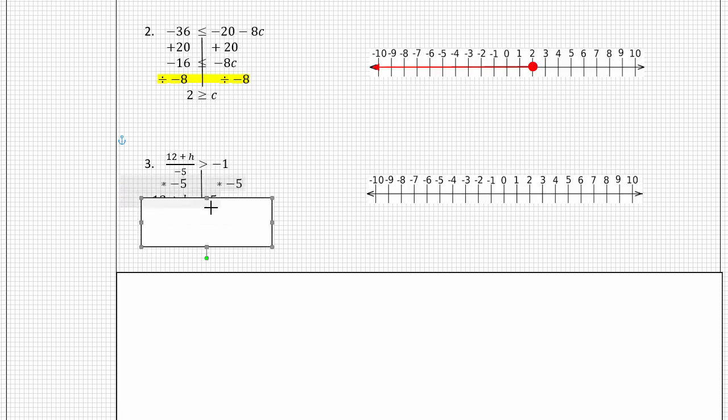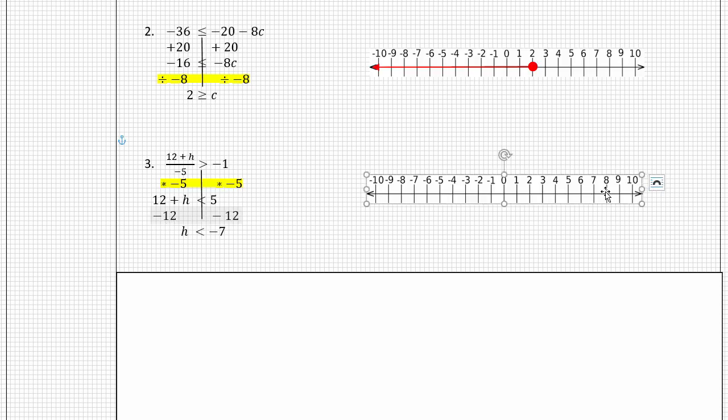So we're going to do that on both sides, which is going to leave us with the statement 12 plus h is less than 5. Notice that the sign flipped because right here in our first step, we multiplied by a negative 5. So that is super important to pay attention to. We have our flipped inequality and we're ready to continue. Since this is a positive 12 and we want to do the opposite of that to get h by itself, we're going to subtract 12 from both sides and we get the statement that h is less than negative 7.